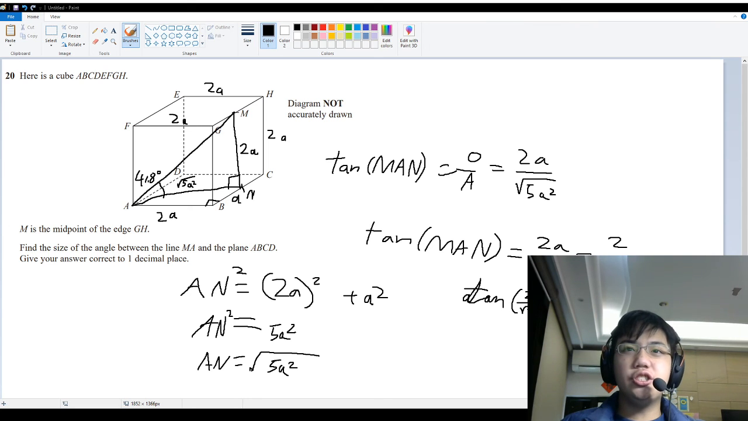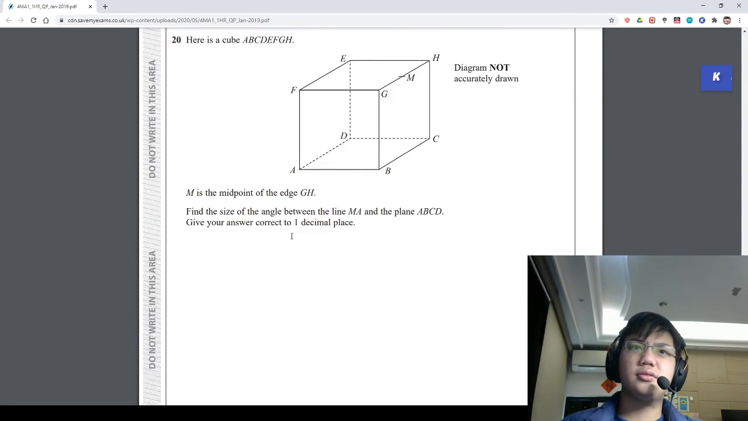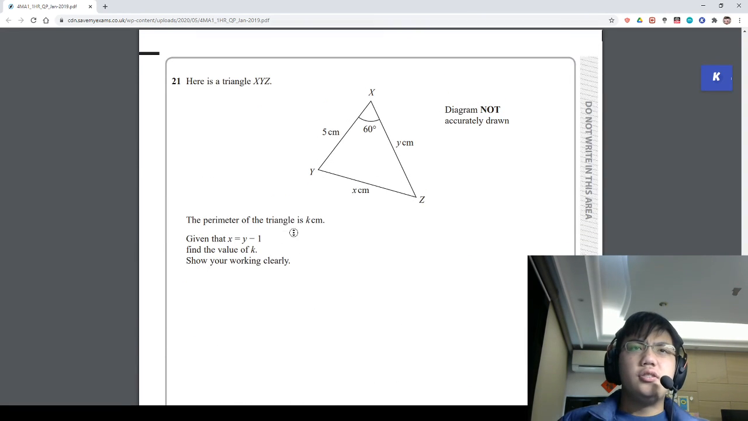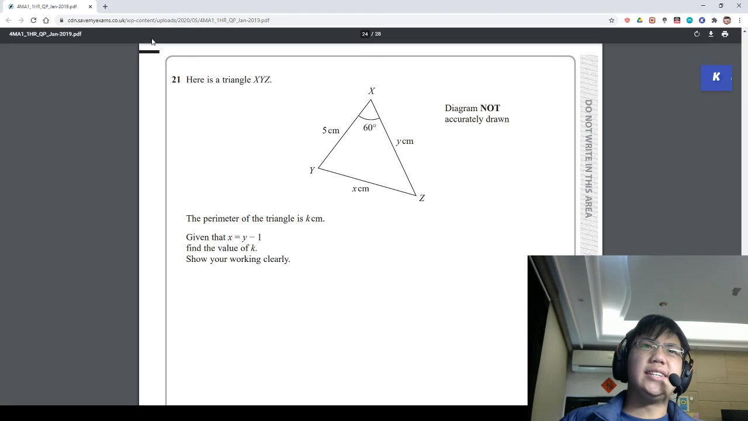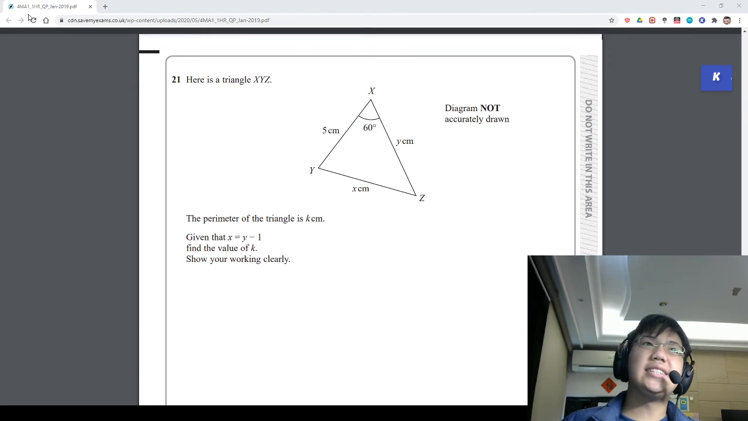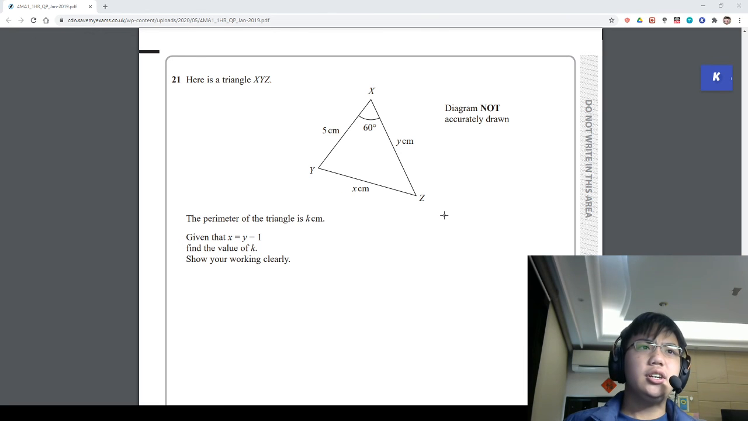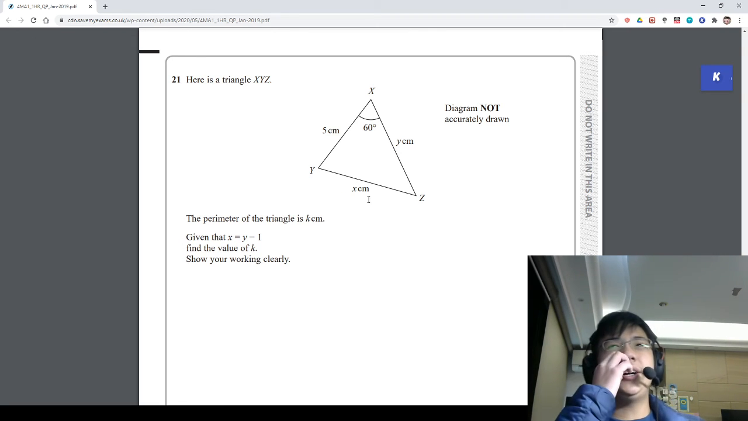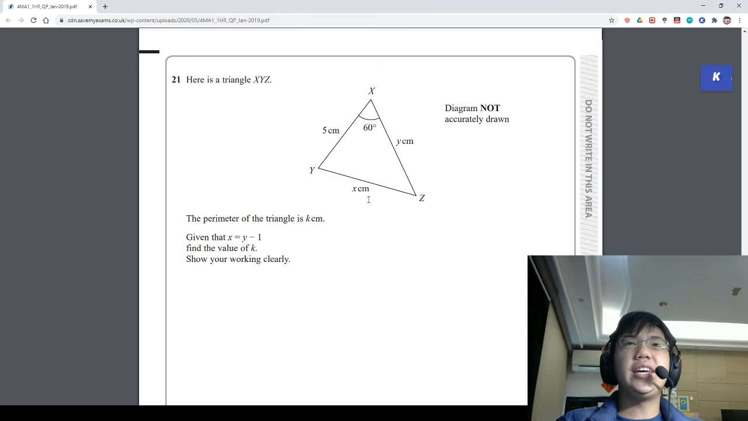On to question 21. Here's a triangle X, Y, Z. The perimeter of the triangle is k centimeters. Given that x equals y minus 1, find the value of k and show your working clearly.